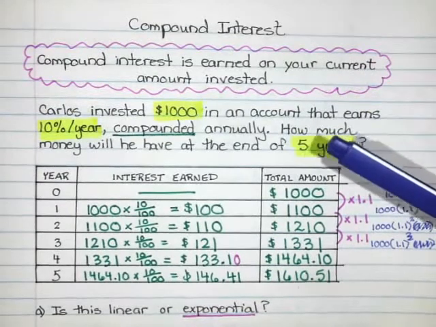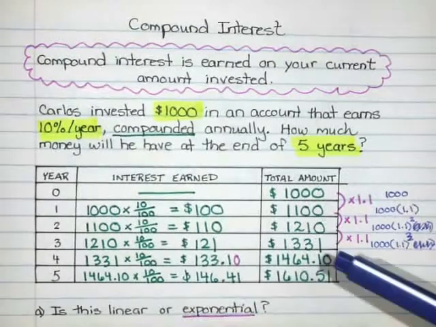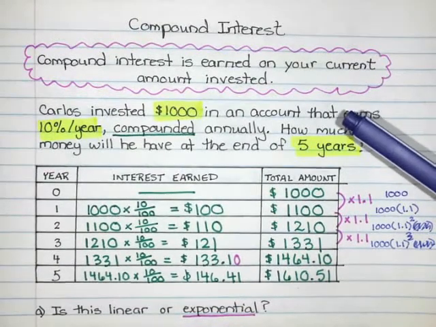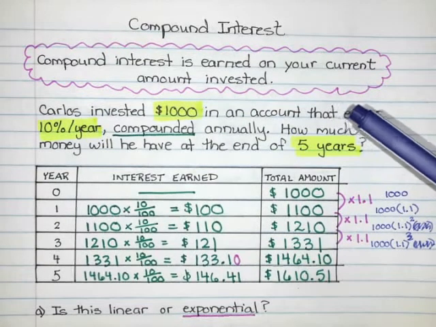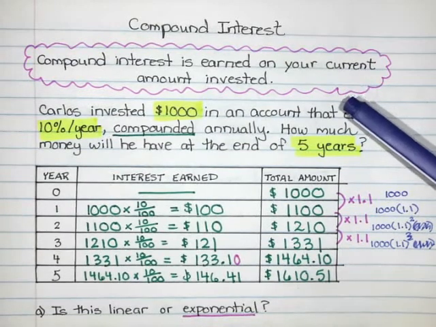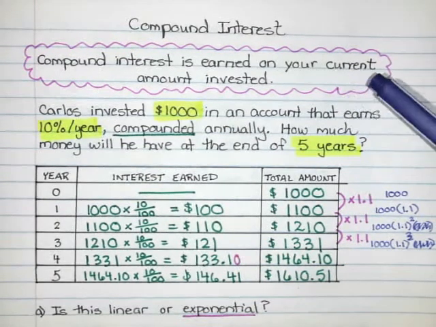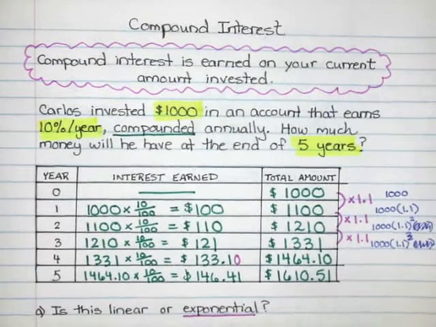So interest, we've discussed, is either money that you get as a reward for investing money in the bank, or it is money that you pay for the privilege of borrowing money from somebody else. So we've talked about simple interest, which is interest that is earned only on the original amount. And then today we're talking about compound interest, which is earned on your current amount invested. And we're going to do an example so that we can see what that means.